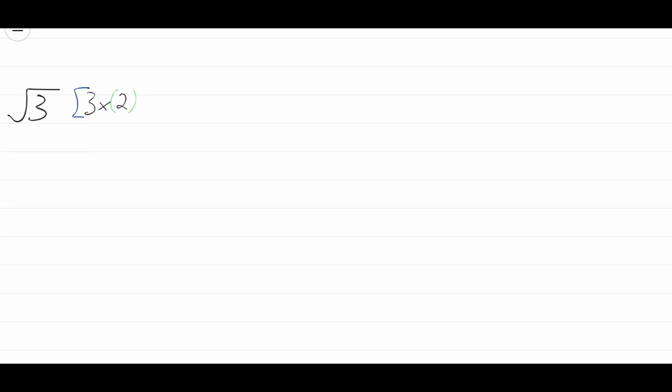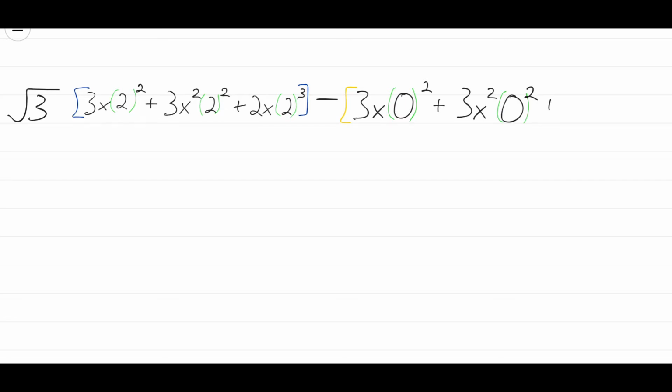So the square root of 3 times 3x, 2 squared, and we're plugging in everywhere we see y, we're going to plug in the bounds. So 3x squared, and now you see I factored y out of 1 over 6, so having a common denominator makes it easier to plug in. So 2x times 2 cubed minus, and now we're plugging in the second boundary, which was 0, so 3x times 0 squared plus 3x squared times 0 squared plus 2x times 0 cubed. And now all three of these terms go to 0. So in essence, all we have to do now is just compute the 2.